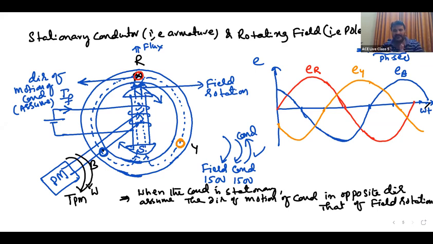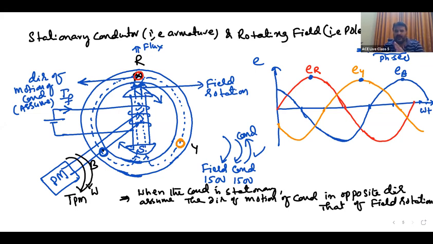So first the R phase is coming. Maximum value of the R phase at 0, maximum value of the Y phase at 120, maximum value of the B phase at another 120. So first the maximum in the R phase, next the maximum value in the Y phase, next the maximum value in the B phase. Phase sequence is RYB.